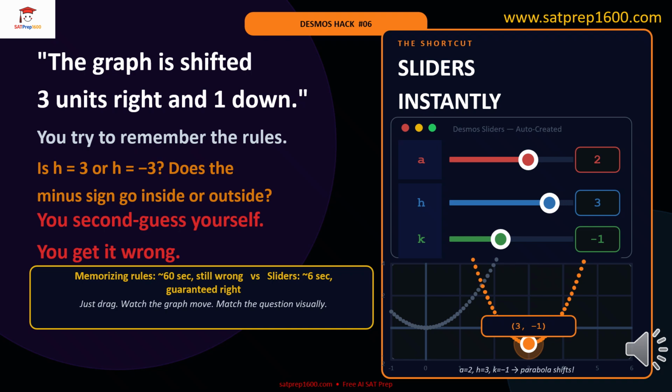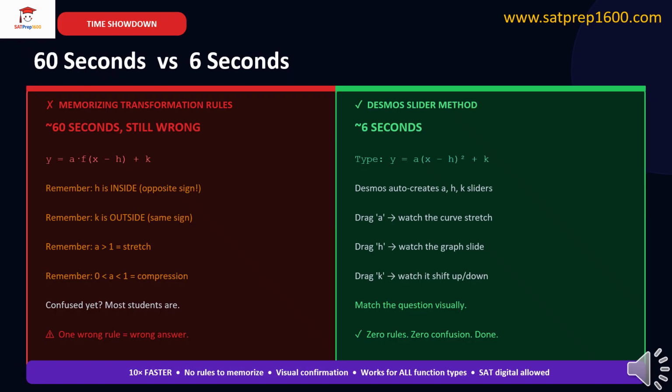What if I told you there's a way to do this in 6 seconds with zero memorization and guaranteed correct? Just drag a slider. Watch the graph move. Match the question. That's it. This is Desmos Hack 6, sliders. Let's go. Let's put these head-to-head.